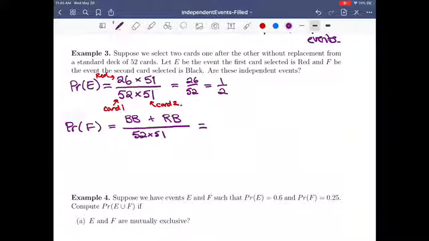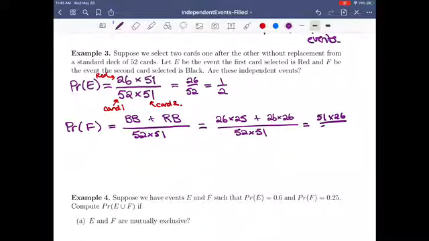If I get a black and then a black, I had 26 choices for the first black card, and then 25 choices for the second black card. If I got a red and then a black, I had 26 red ones and then 26 black ones. This is what I didn't believe: if you factor out the 26, I actually get 51 times 26. So again, I get 1/2. What this says is basically do this one first, even though it's second. That's why I didn't like it.